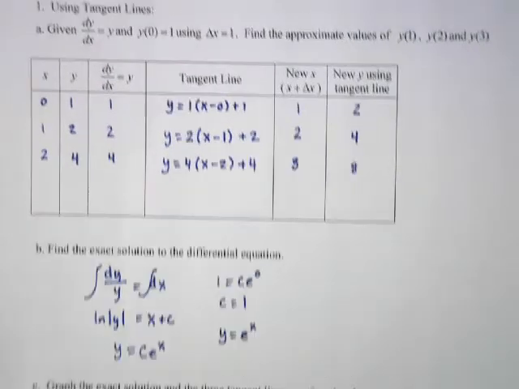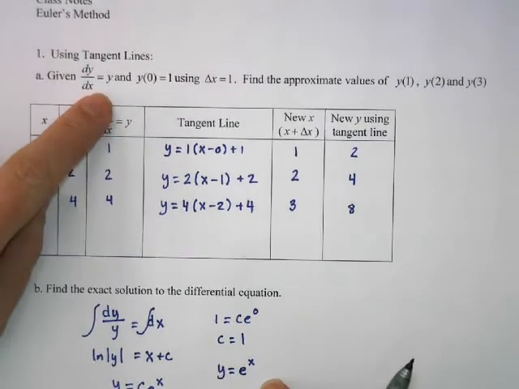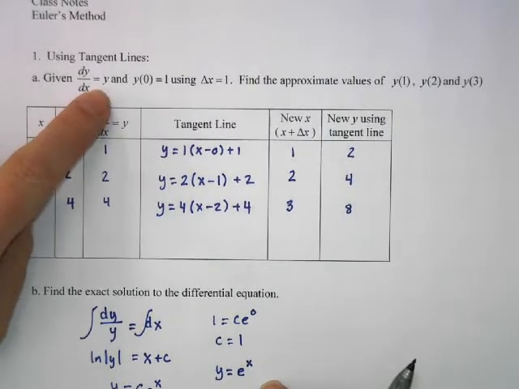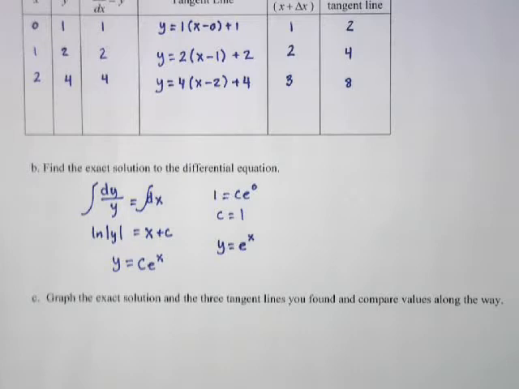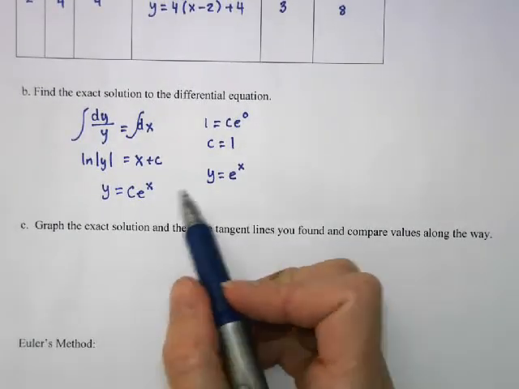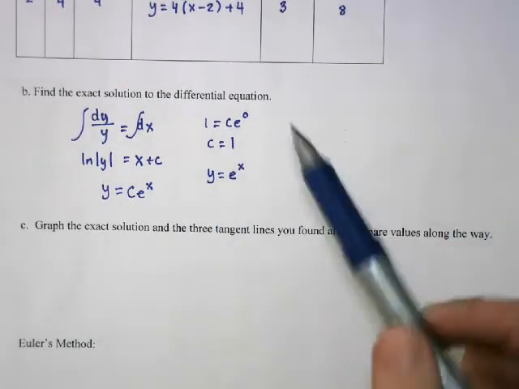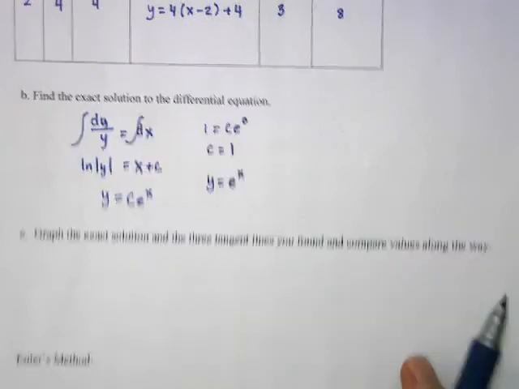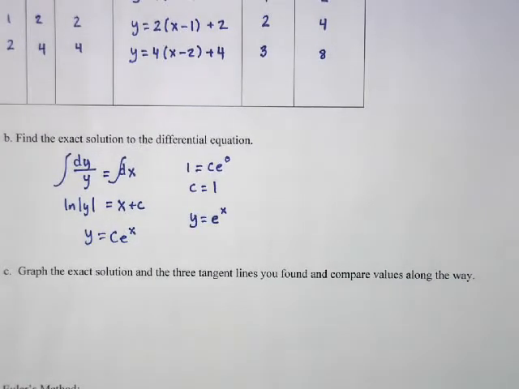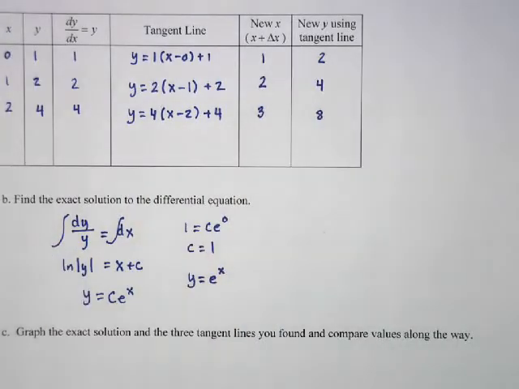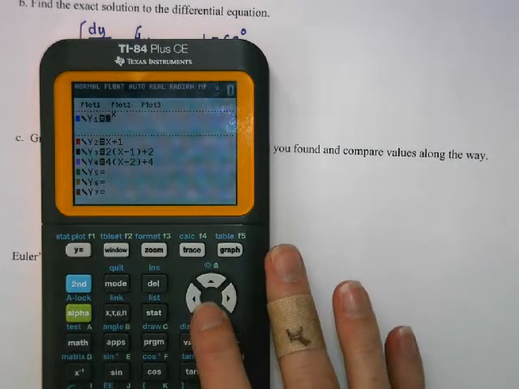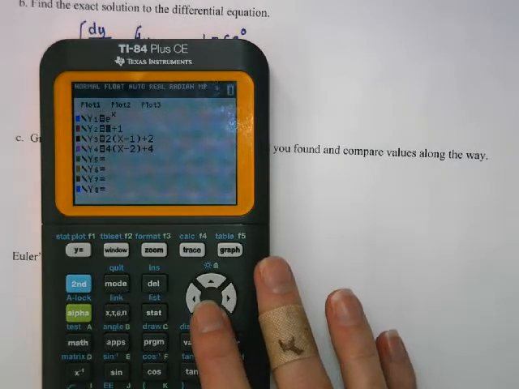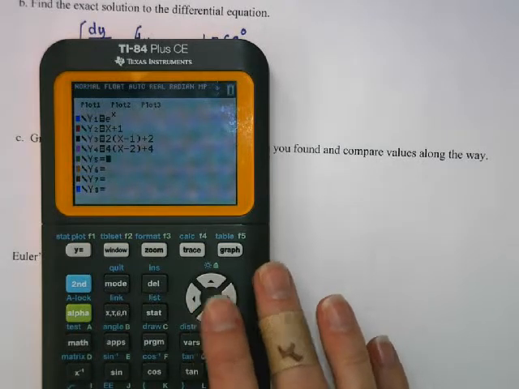Okay. So on e to the x, the slope at any given point is the y value. That's what e to the x is. So now what I'm going to do is graph on the calculator the exact solution, so y equals e to the x, and all 3 tangent lines. And I'm going to show you what it is we did in all of this work. Okay, so in my y equals, I have the e to the x. x plus 1 was the first tangent line, and then the other 2 tangent lines there.